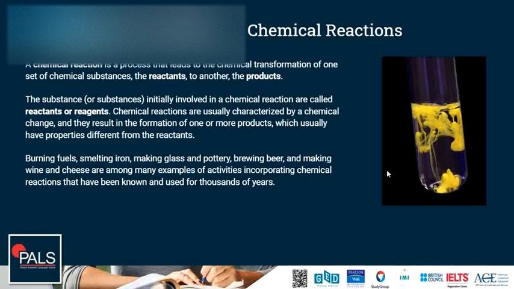Chemical reactions. A chemical reaction is a process that leads to the chemical transformation of one set of chemical substances, the reactants, to another, the products. The substance or substances initially involved in the chemical reaction are, as we already said, the reactants or reagents. Chemical reactions are usually characterized by a chemical change, and they result in the formation of one or more products, which usually have different properties from the reactants.